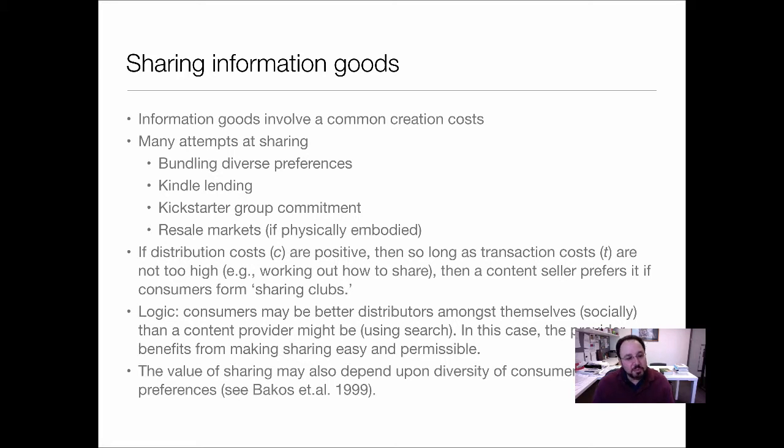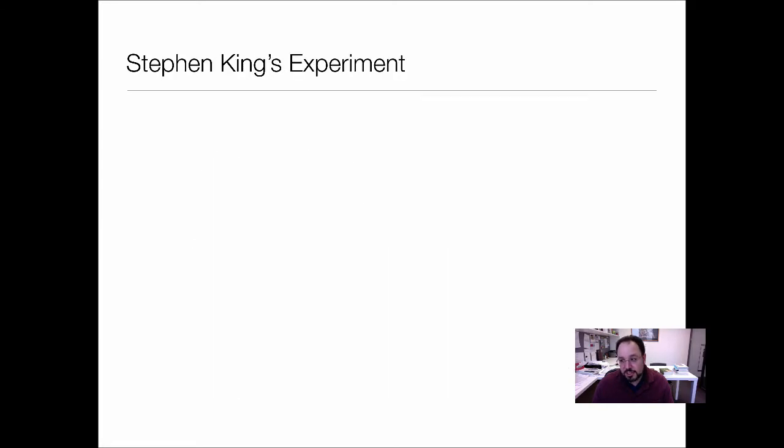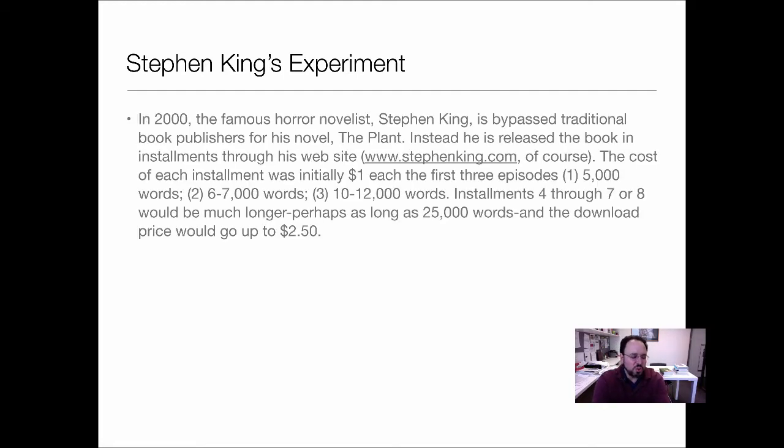Okay. Let me give you an early example of something that looked a lot like crowdfunding. And that came from the mind of Stephen King, the horror writer, very famous writer. In 2000, he had this idea. He saw the future. He said it's all going to be digital. We haven't quite got there yet, even 15 years later. But he saw that it was going to be digital. And he took a novel of his called The Plant that hadn't been released, and he released the book on his website, www.stephenking.com. And the way he did it was this. He said he was going to release it in installments.